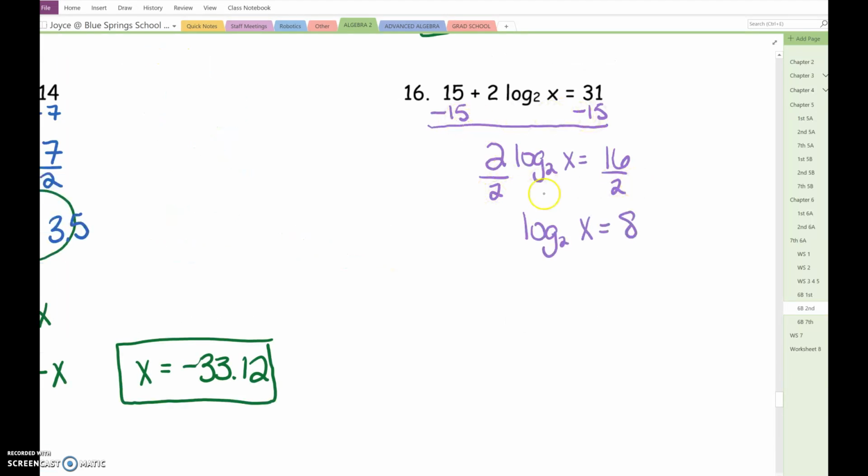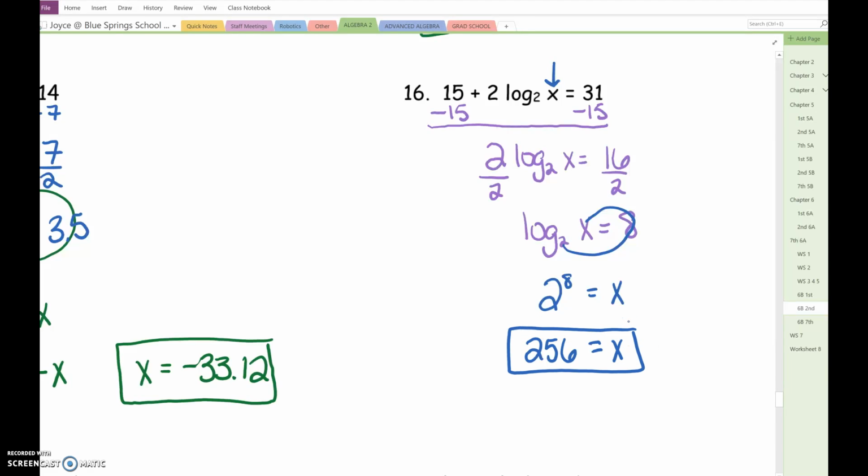Subtract 15, divide by 2. You got log base 2 of x equals 8. Change forms. 2 to the 8th equals x. What is 2 to the 8th? Is that 256? And then check 256 inside your original log. It's positive, so it's good. Our answer is 256.